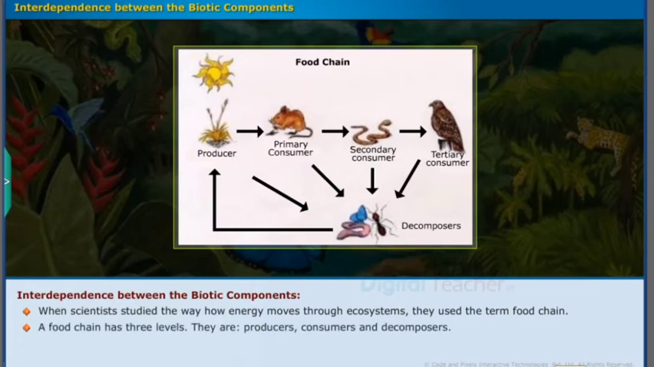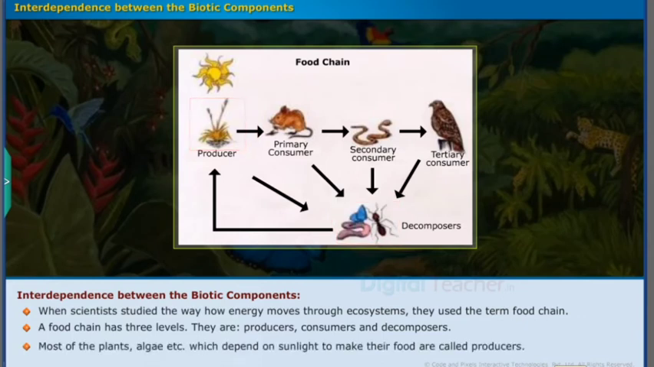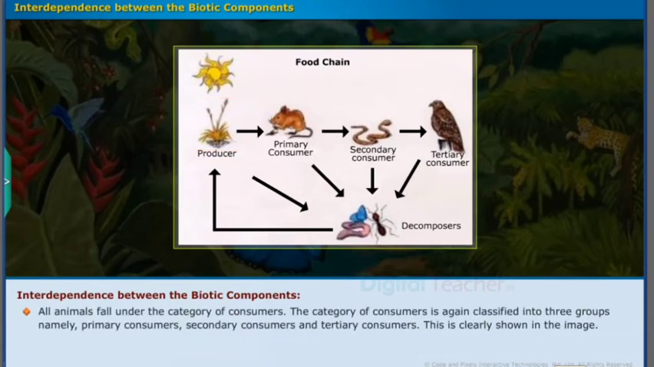A food chain has 3 levels. They are producers, consumers, and decomposers. Most of the plants, algae, etc., which depend on sunlight to make their food, are called producers. All animals fall under the category of consumers. The category of consumers is again classified into 3 groups, namely primary consumers, secondary consumers, and tertiary consumers. This is clearly shown in the image.